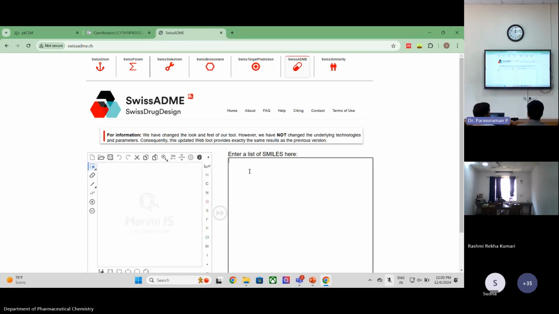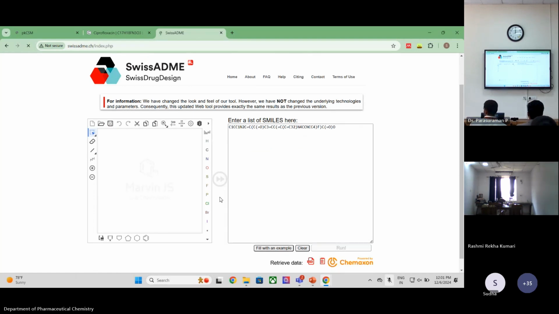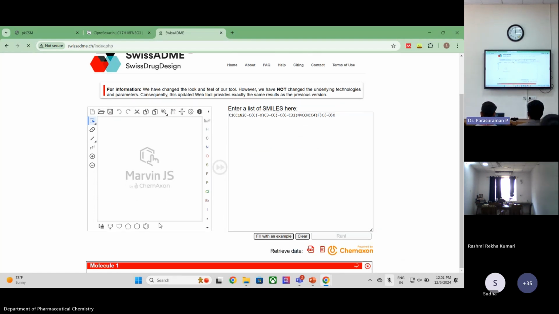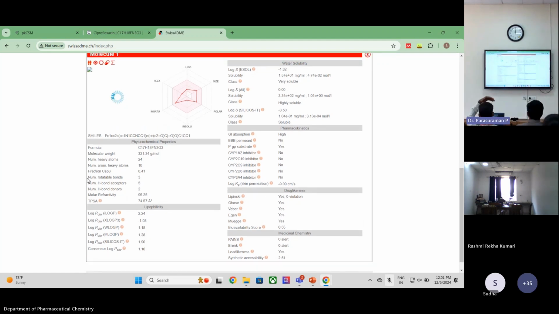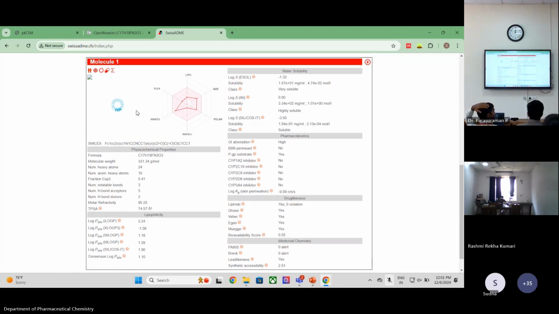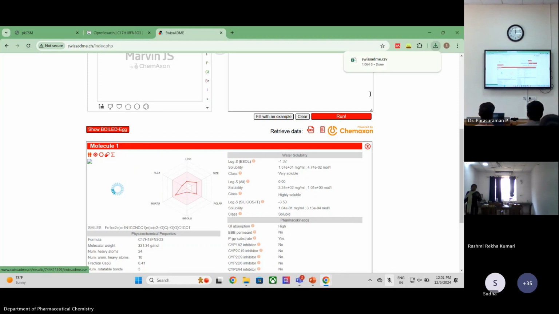You can either draw your structure or put your SMILES. We already have the SMILES now, so I'll just copy and paste it and run. If you click run, down below you can see molecule 1. You have got all the properties for this molecule. And if you want to download this, you have here retrieve data. You have one option of CSV. You can click on that, and you will get it downloaded in an Excel sheet.